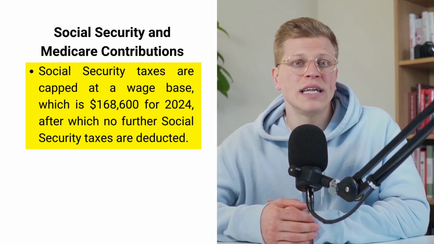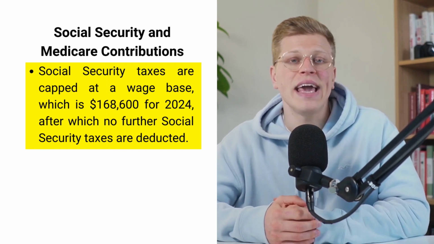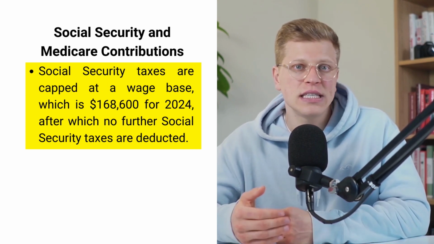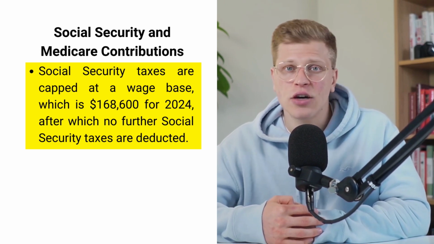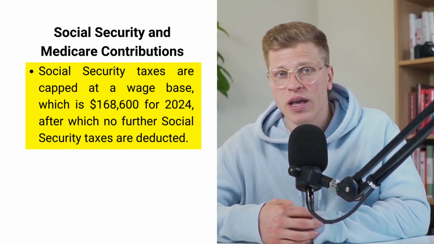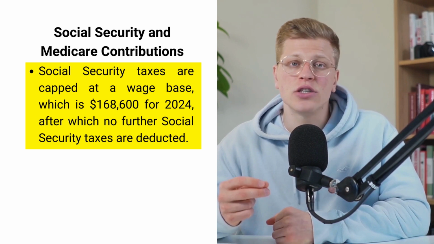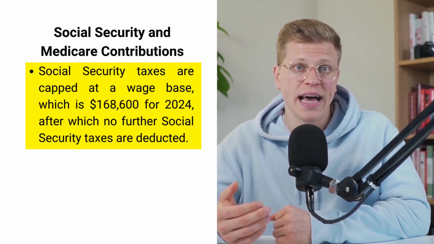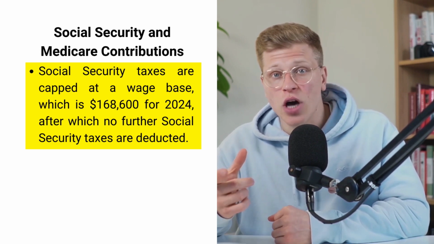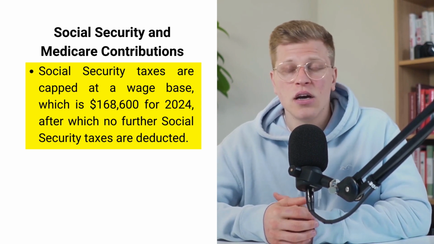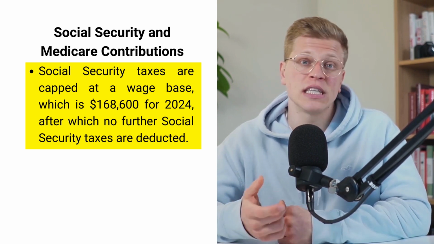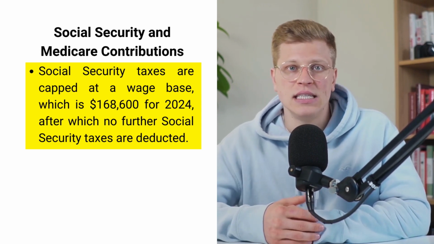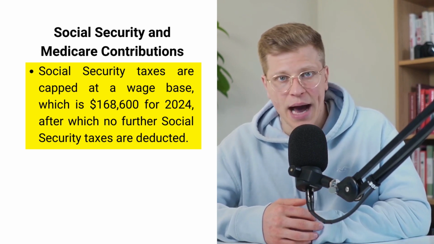However, it's important to note that Social Security taxes have a cap, which is set at $168,600 for the year 2024. This cap means that once an employee's earnings go above $168,600 within a year, you stop deducting Social Security taxes from their paychecks. After reaching this limit, only Medicare taxes continue to be deducted without any cap. Additional Medicare tax.